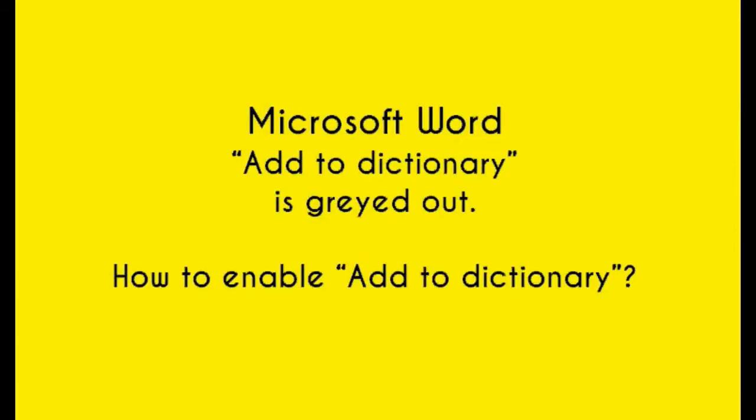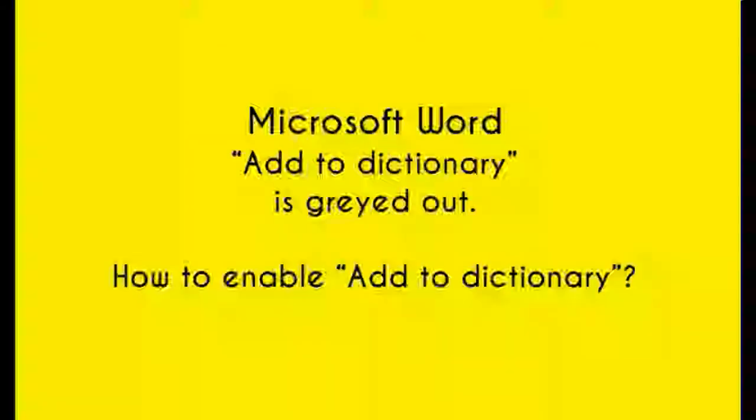Hello. In this short video, we'll see how to enable the add to dictionary option if it is grayed out. I suppose many people use Microsoft Office for word processing. I don't know about you, but I use Microsoft Office most of the time. And if you are watching this video, then probably you too. So today I just found out that the add to dictionary option is grayed out. I don't know why. But we'll see how to enable that if it is grayed out.